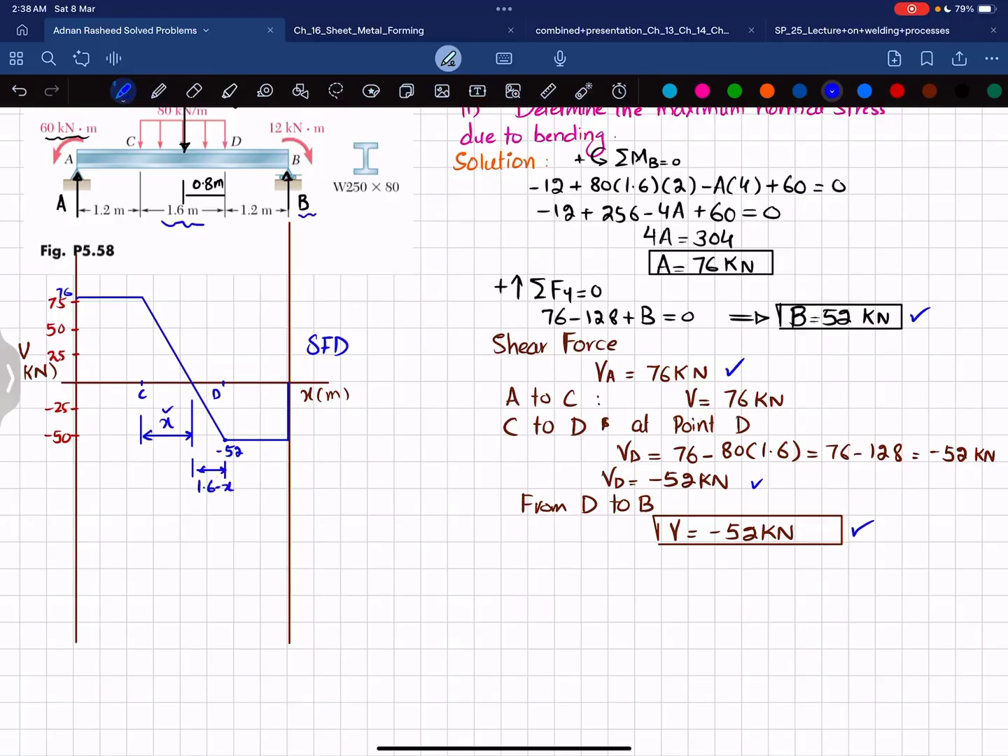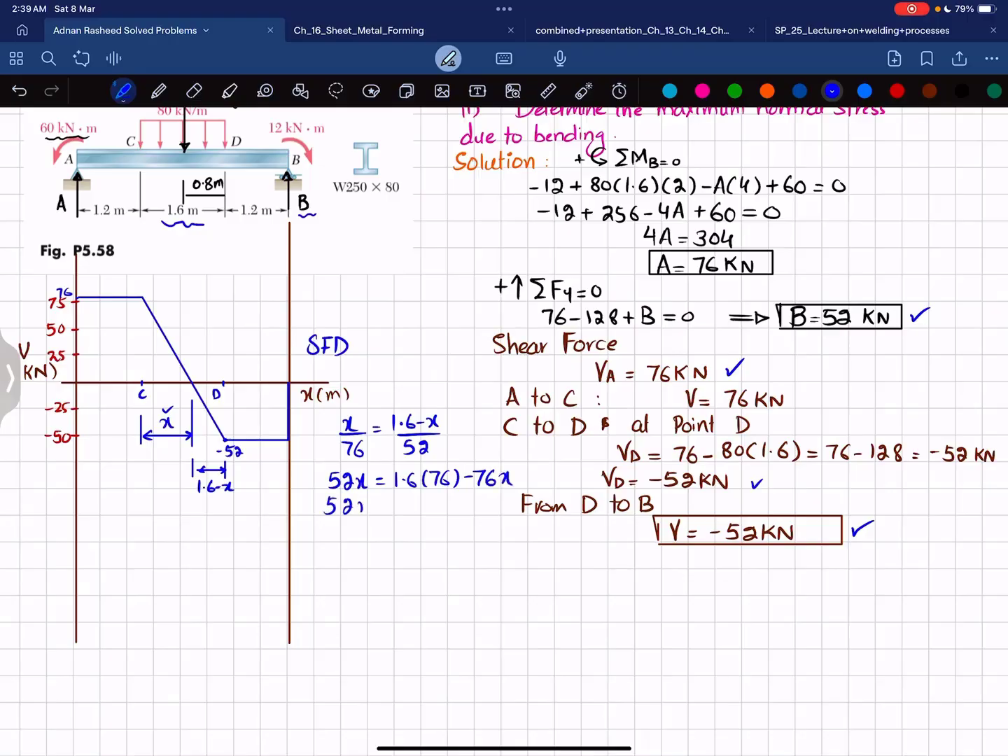Now you can see you have two similar triangles, one is this one and another one is this one. So the ratio of their sides must be equal. I will take x divided by 76, that will be equal to 52 divided by 1.6 minus x. So let me write it: x divided by 76 is equal to (1.6 minus x) divided by 52. So from here, 52x is equal to 1.6 times 76 minus 76x.